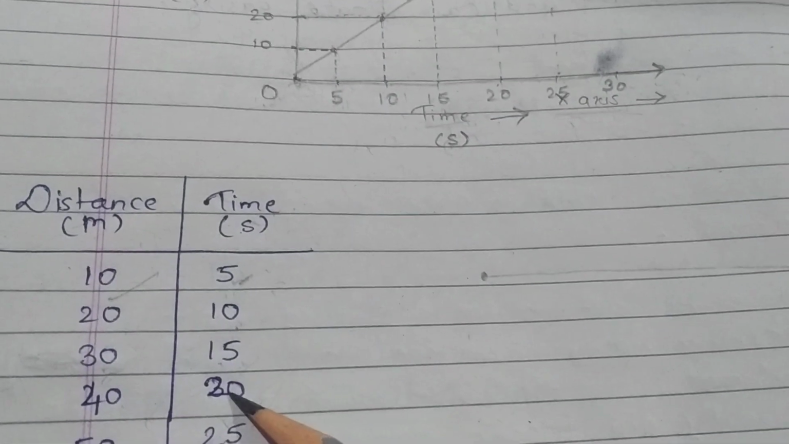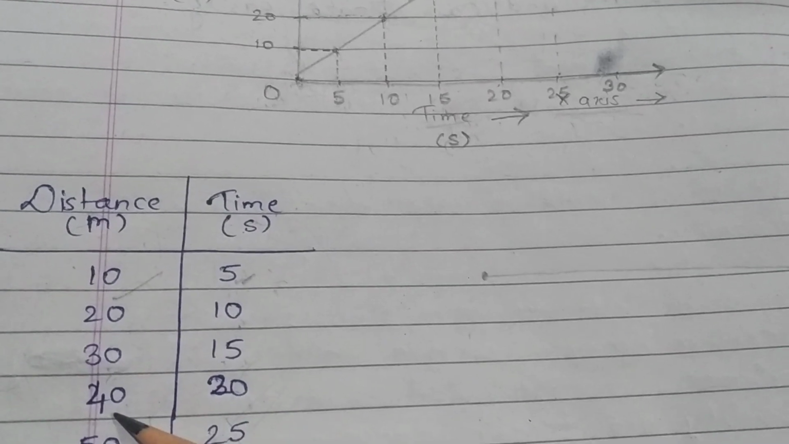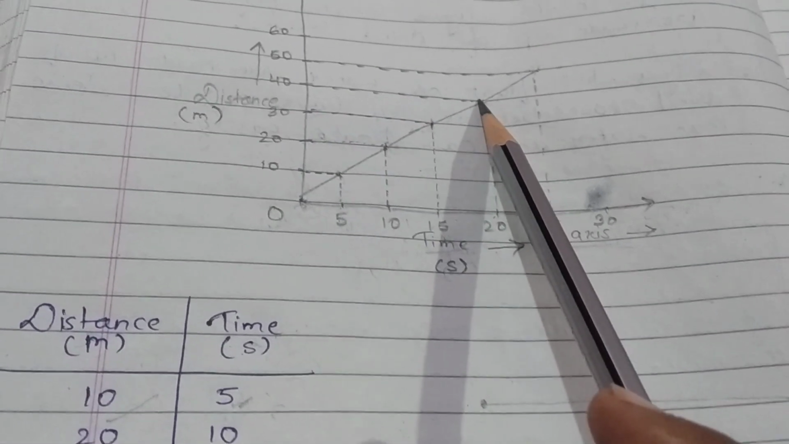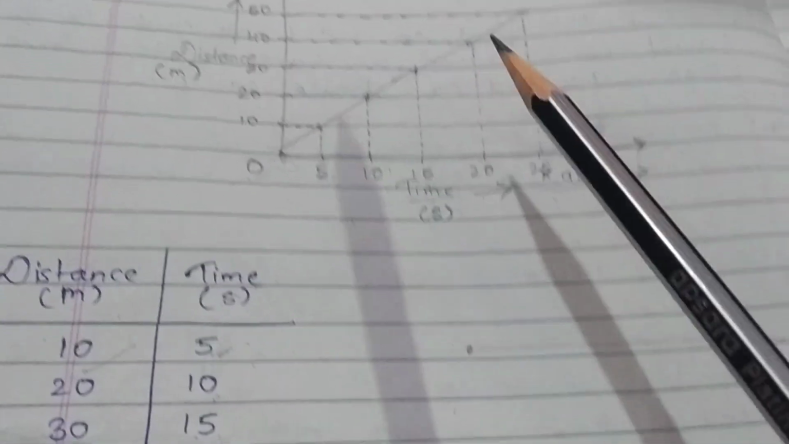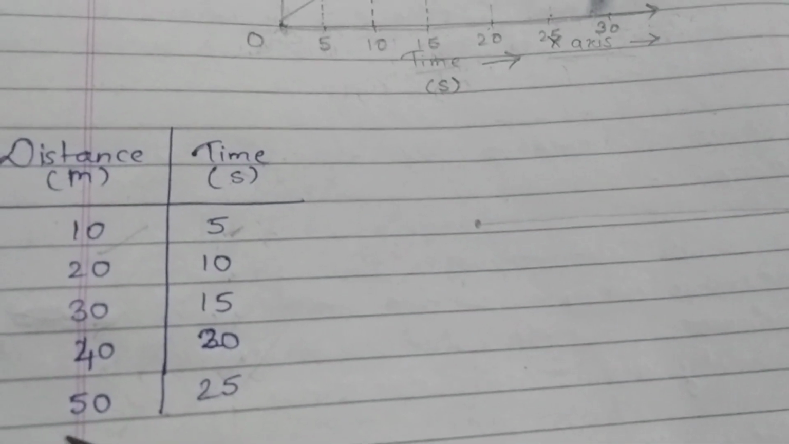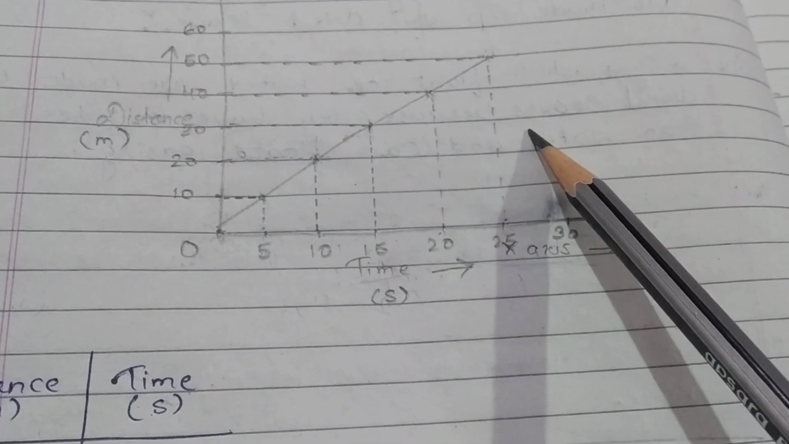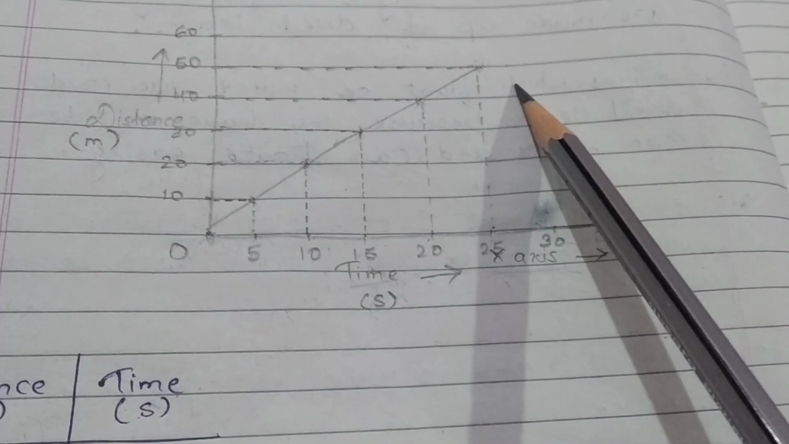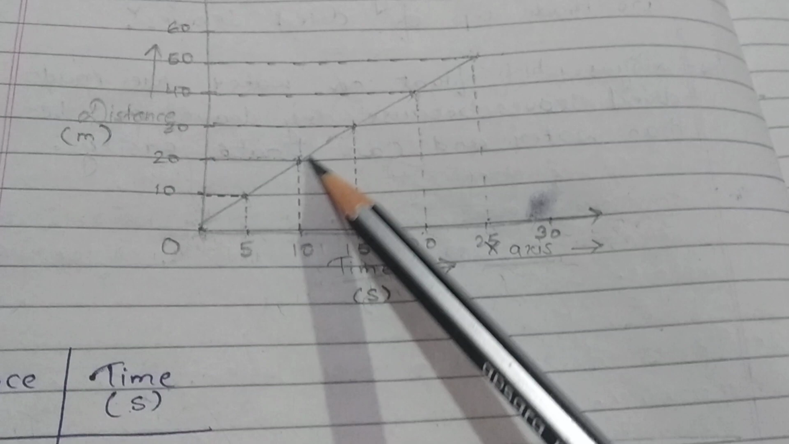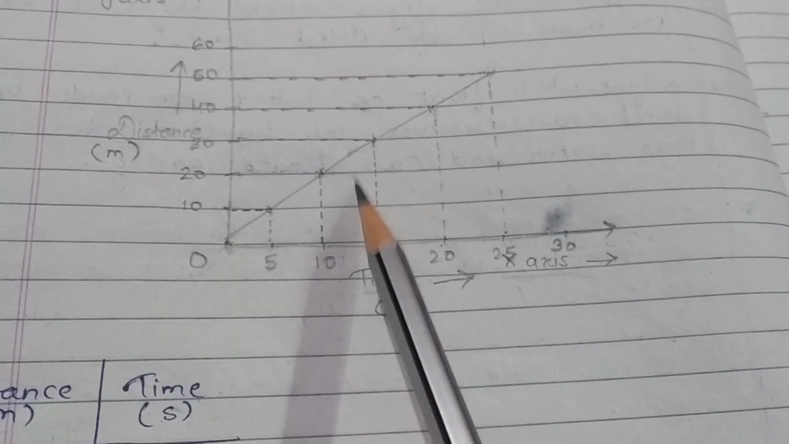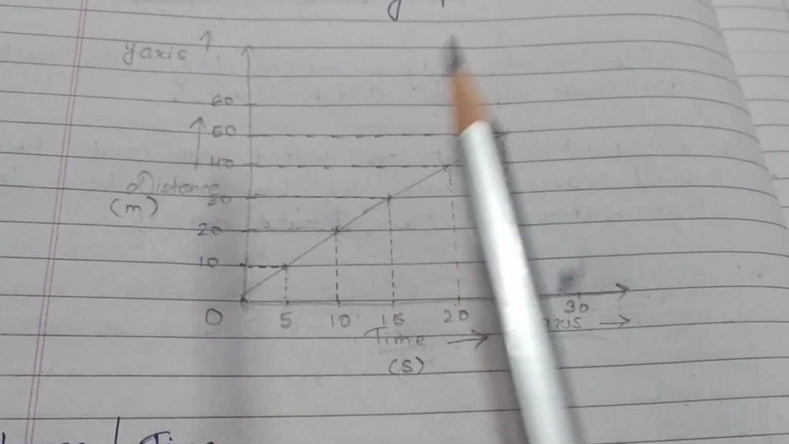Next, for 20 seconds, the object reaches 40 meters. So we mark a point here. And next, for 25 seconds, the object reaches 50 meters. So we mark a point here. And then we join the points with a line. This is the distance-time graph.